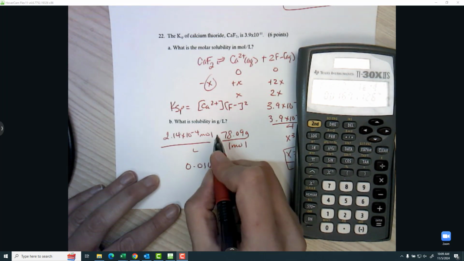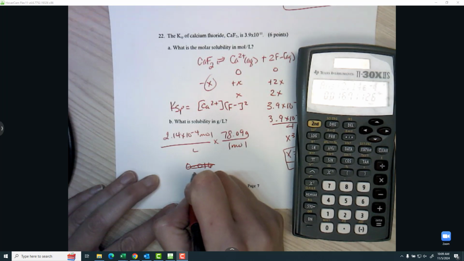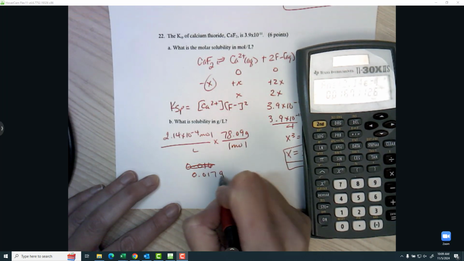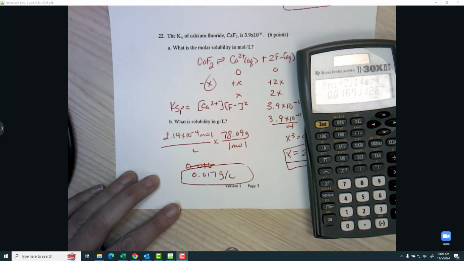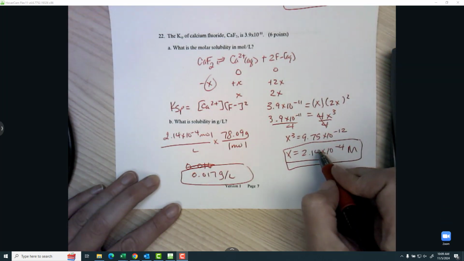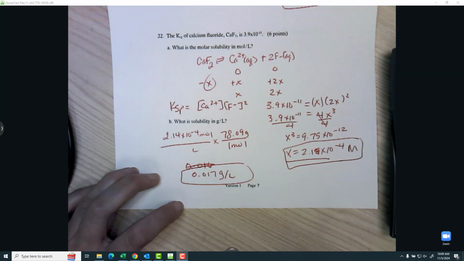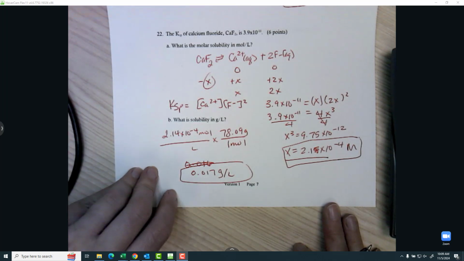I'm just checking, actually I should only have 2 sig figs, so I change it to 0.017 grams per liter, and I'll actually change this to 2.1 times 10 to the minus 4th molarity, because I only had 2 sig figs in my original problem.